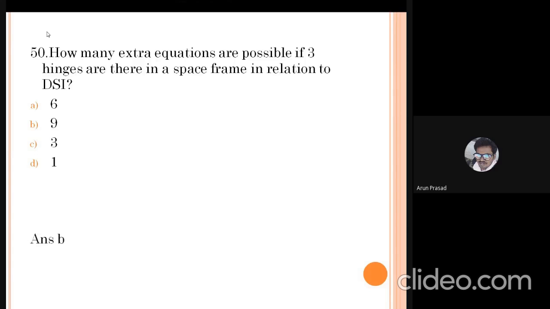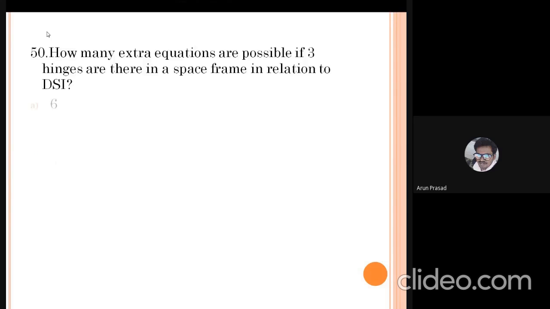So the answer will be 9 equations, since it is a space frame. So 9 extra equations will be needed. But in the case of plane frames, we need only 3 extra equations. Since the frame is in space, 9 will be required. That is the difference between both.